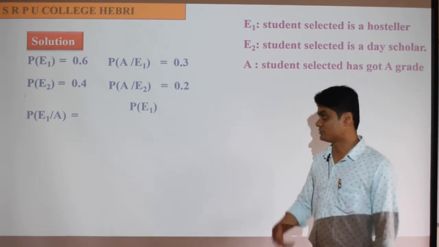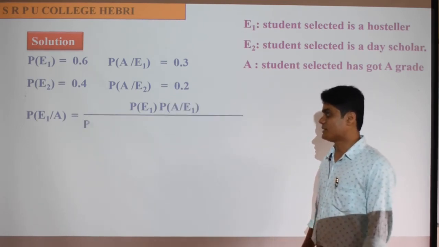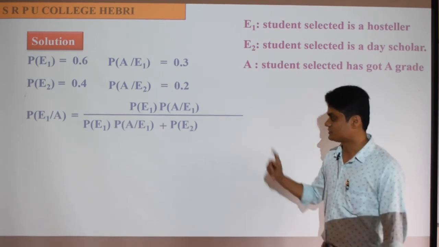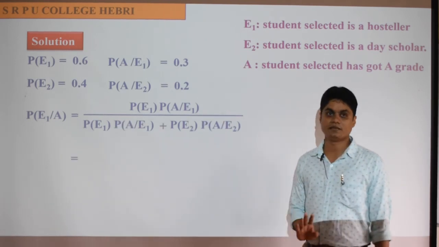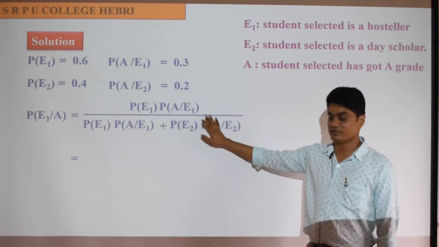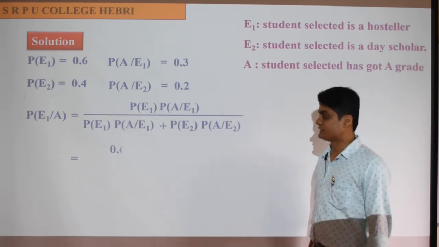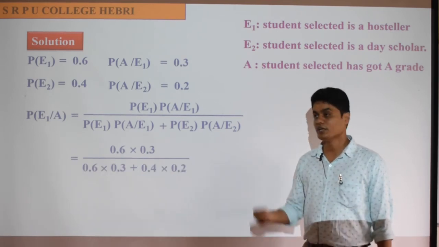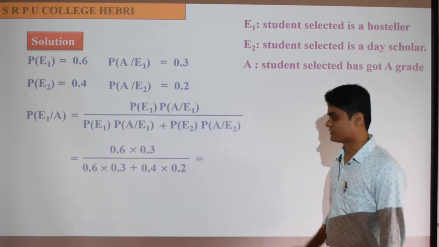Formula is remembered, right? So you have written this from the first. So probability of E1 into probability of A bar E1, divided by probability of E1 into probability of A bar E1 plus probability of E2 into probability of A bar E2. So as I told, this is compulsory work. All the numbers are available, substitute directly, not an issue. Simplification you can do it using calculator, or manual calculation is also allowed.